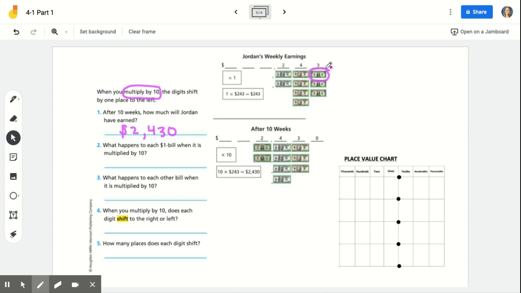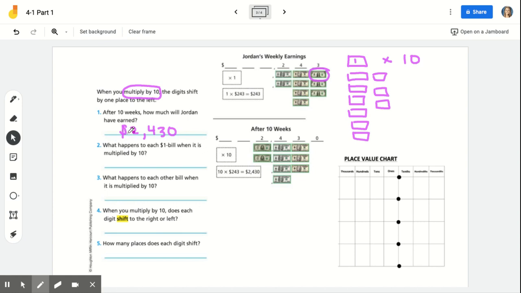When we multiply just this $1 bill by 10, if I were to draw out 10 $1 bills, and I'll do it really quick without even labeling, times 10 meaning I'm going to have 10 more $1 bills. 1, 2, 3, 4, 5, 6, 7, 8, 9, 10. 1 times 10 equals 10. So if I take a $1 bill and I'm multiplying it by 10, I'm going to have now $10.